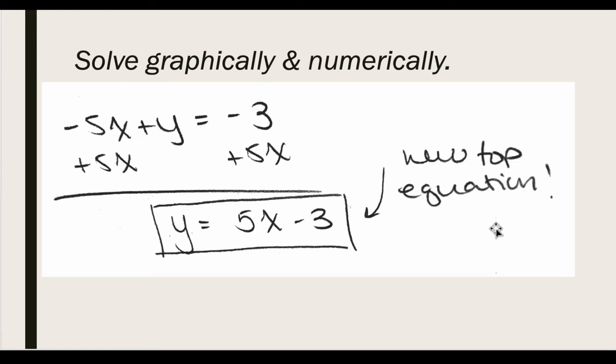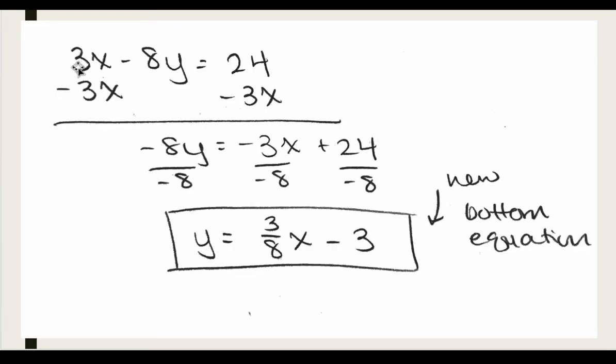We're going to do the same process to rewrite the bottom equation. I have 3x minus 8y is equal to 24. I'm going to subtract that 3x from both sides. I'm left with negative 8y is equal to negative 3x plus 24. Divide everything by negative 8 so that y is isolated. y is equal to 3/8 x minus 3. That's now my new bottom equation. So these are the two equations that I'm going to enter into my calculator.